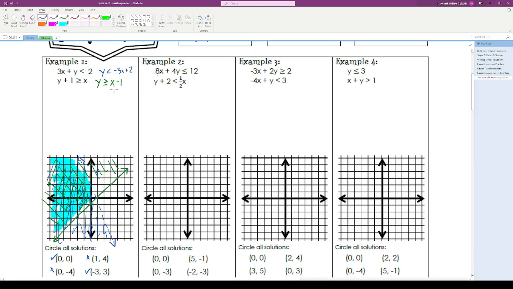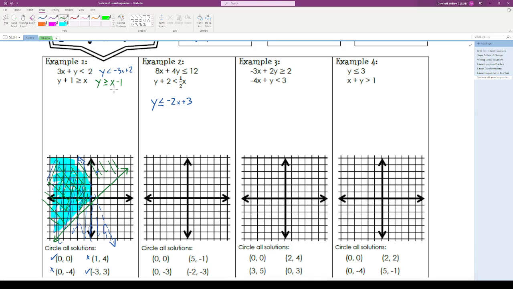Okay, so this one, just like the others, needs to be rearranged. We need to move our 8x to the other side by subtraction. That will give us 4y is less than or equal to -8x plus 12. Then we need to divide everything by 4. At the end, we'll end up with y is less than or equal to -2x plus 3. So we get there just by our normal algebra steps of subtraction and division.